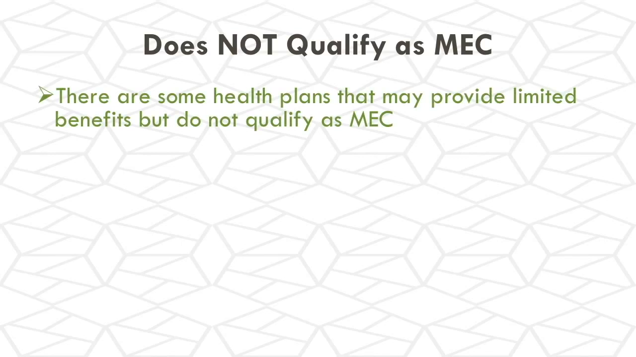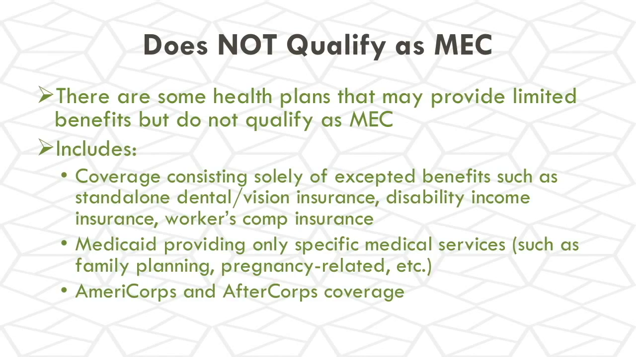So there are some health plans that may provide limited benefits, but they don't qualify as minimum essential coverage. That's going to include coverage that consists solely of excepted benefits, such as standalone dental or vision insurance, disability income insurance, and workers' comp insurance. So if a taxpayer just has vision insurance, they don't have any other type of insurance, that unfortunately does not qualify as minimum essential coverage. Also, we have Medicaid or TRICARE that only provides specific medical services, such as family planning or pregnancy-related services, etc. Any of those things, that also does not count as minimum essential coverage.